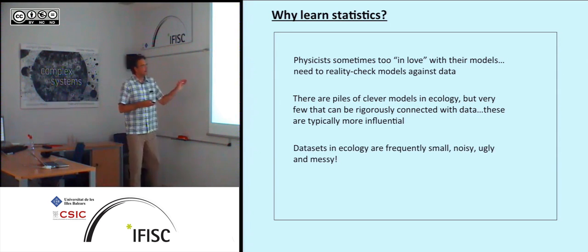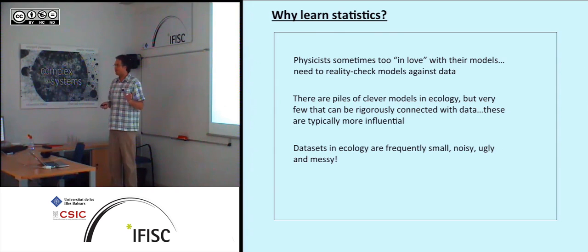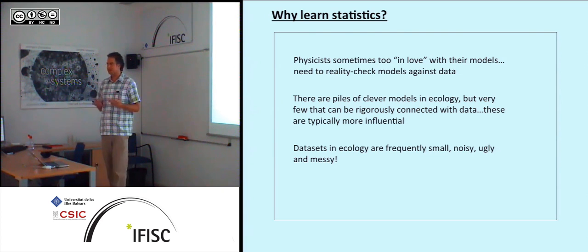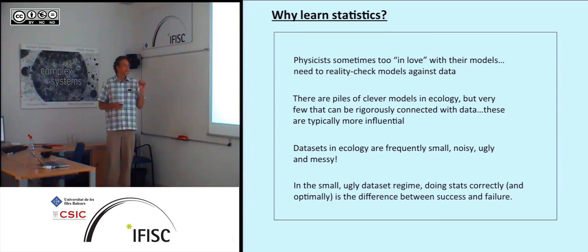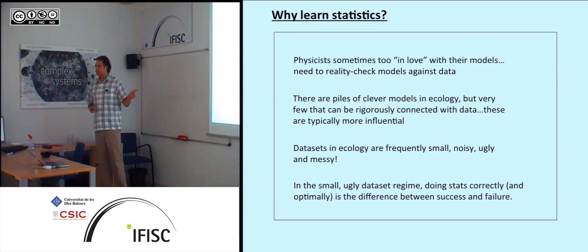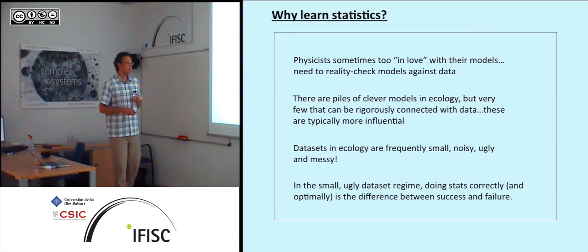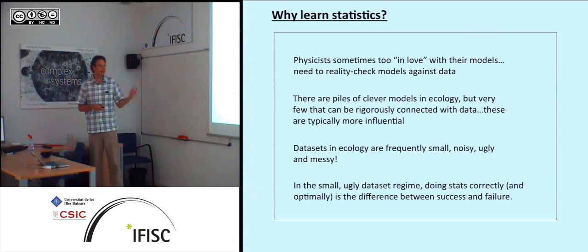Okay, here is the key point. Data sets in ecology are awful. As a rule, they're terrible. Okay, we do the best we can, but there are a lot of constraints, and it's hard to get nice data. So very often you have these small, noisy, ugly, messy data sets that you have to make the best of. Once you're in that ugly data regime, using the cheap and easy statistical methods is usually not a good idea. So doing the stats correctly, getting it right, and using methods that get the most out of the data makes a difference. Oftentimes it's the difference between success and failure.